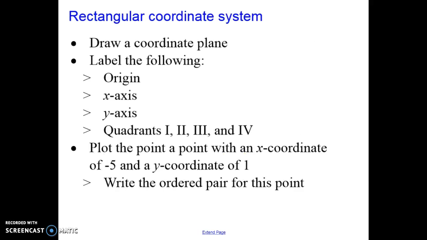So, first thing I'd like you to do is the following in your notes. Please draw a coordinate plane, then label the following: the origin, the x-axis, the y-axis, and label quadrants 1, 2, 3, and 4. Then I'd like you to plot a point with an x-coordinate of -5 and a y-coordinate of 1, and then write the ordered pair for this point. So go ahead and pause this video, follow those directions, and then press play when you're ready to move on.